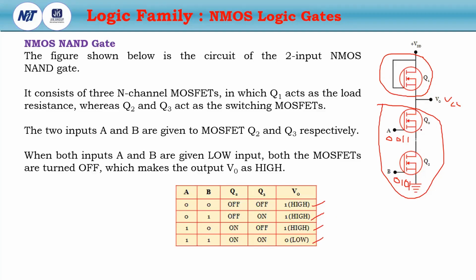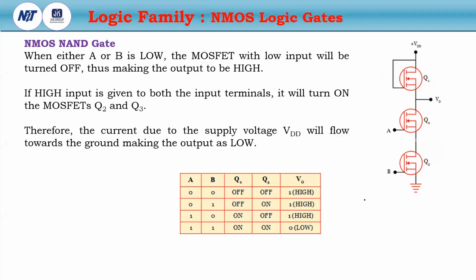If any one of these NMOS will be activated or turned on, then the output will be high. If both the transistors are turned on, then there is a path in between VDD to ground. So the current will be produced through VDD to ground through Q1, Q2 and Q3. Then the output will be logic low. So this is the basic operation of the NMOS NAND gate.